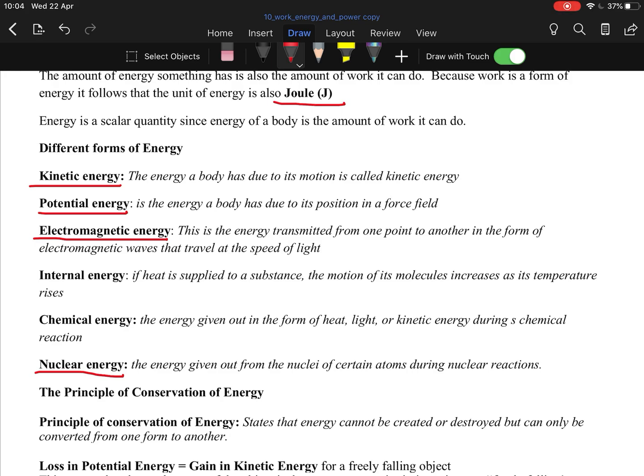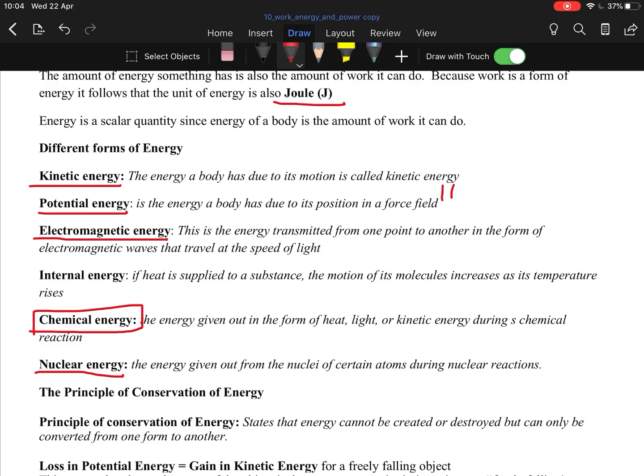Internal energy: if heat is applied to a substance, the motion of its molecules increases. So that ties in with temperature slightly, but we don't really talk too much about internal energy. We talk more about conduction and convection. Chemical energy, the energy given out in the form of heat, light, or kinetic energy during a chemical reaction, we don't really touch on. If you do chemistry though, you'll see that, okay?